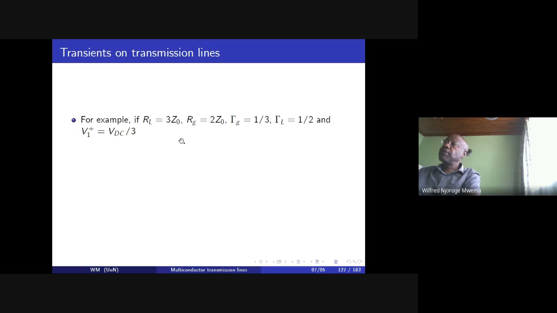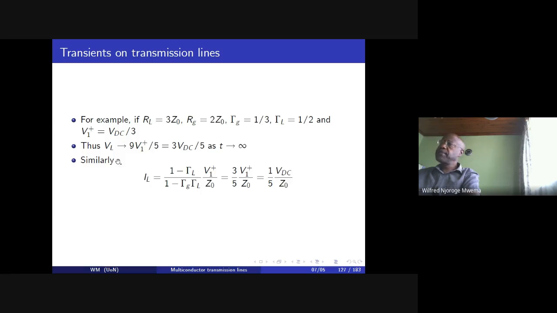So an example is as follows. RL is 3Z0, RG is 2Z0, and gamma G is therefore going to be 1 over 3, and gamma L is going to be 1 over 2. And V1 plus is just going to be VDC divided by 3. And therefore, as time goes towards infinity, that is, as we go to steady state, or what you used to call the final value, the final value of the voltage is going to be 9 V1 plus over 5, which is just 3 VDC divided by 5.